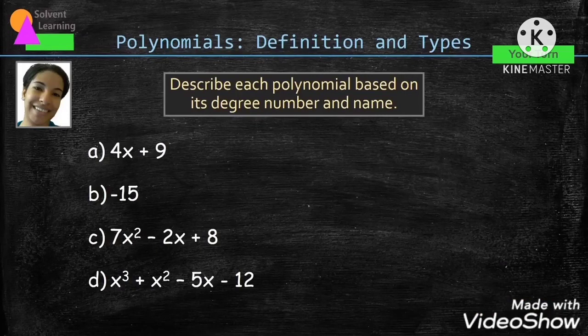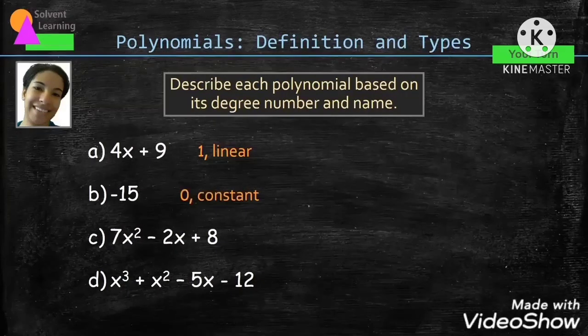The first expression in A has a degree of 1, so it's linear. There's no exponent written with the variable x, so we have that invisible 1 there. In B, it's just the number -15. There's no variable at all, so it has a degree of 0, and we call it a constant.